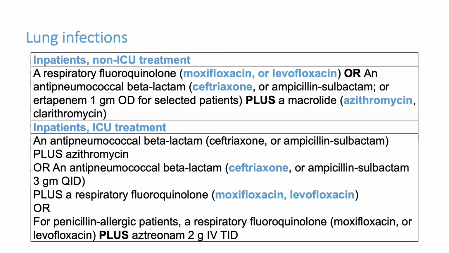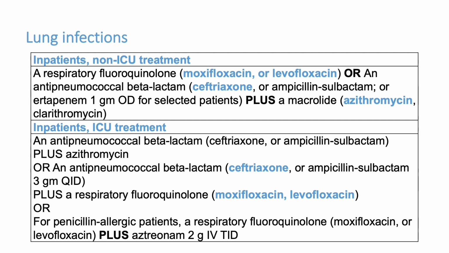Now, if the patient requires ICU admission, inpatient, non-ICU and ICU admission. If the patient requires admission and is going to the ward with a respiratory infection, levofloxacin will be an ideal choice. 750 milligram IV OD is an ideal choice. But remember, in elderly individuals, quinolones can produce seizures in some patients. If there is a seizure potential, like the patient has a previous history of epilepsy, better not try this drug.